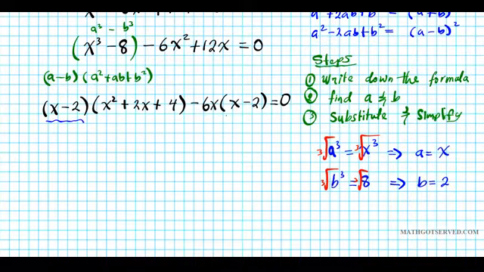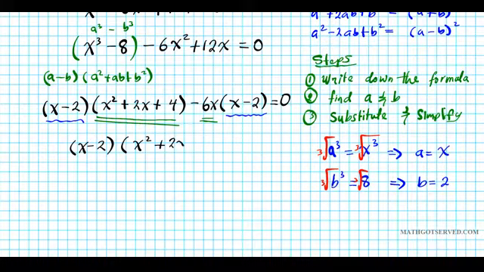So what do we do with x minus 2? Since they're common, we factor it out, right? So we have x minus 2, and then we're left with this quantity right here, x squared plus 2x plus 4 and negative 6x. We group those two together in their own parentheses. So we have x squared plus 2x plus 4 minus 6x equals 0.